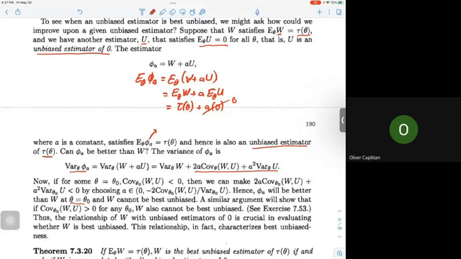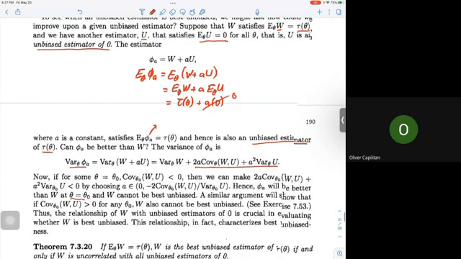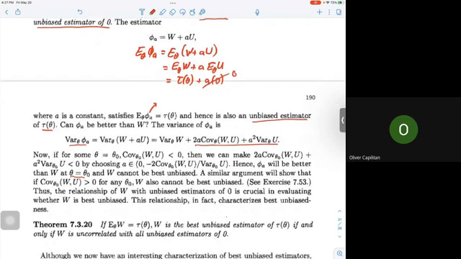So a similar argument will show that if the covariance of W and U is positive for any theta sub 0, then W cannot be the best unbiased. We have that in exercise 7.53. Thus, the relationship of this unbiased estimator W with the unbiased estimators of 0 is crucial in evaluating whether W is best unbiased. So this relationship, in fact, characterizes the best unbiasedness.